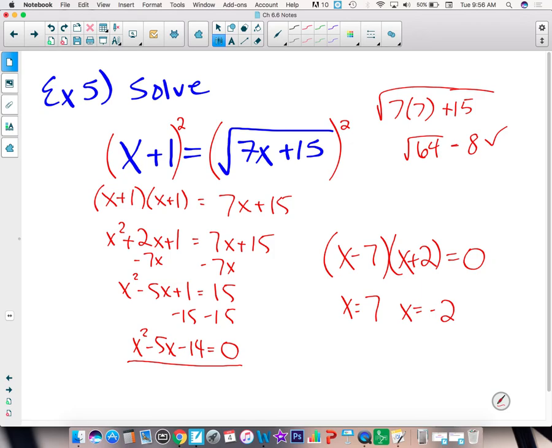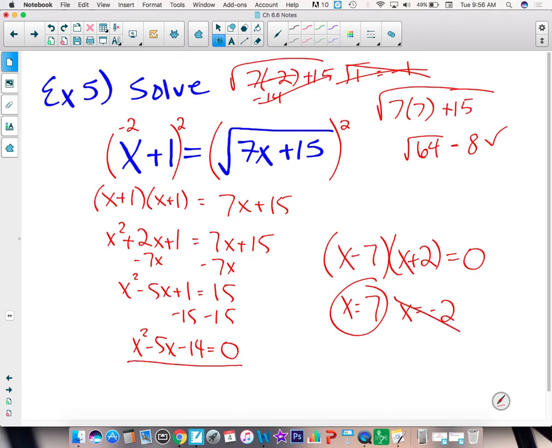Now if we put the negative 2 in there, we have 7 times negative 2 plus 15 under the square root. That's going to give us negative 14 plus 15, so it gives you the square root of 1 on the right-hand side. If we plug the negative 2 over here, negative 2 plus 1 is negative 1. So does the square root of 1 equal negative 1? No. So that's not an answer. x equals 7 is your only answer.